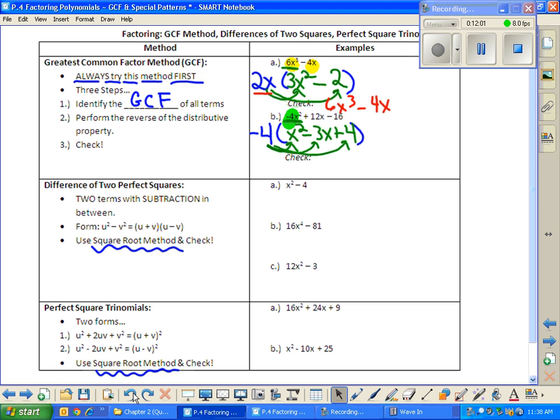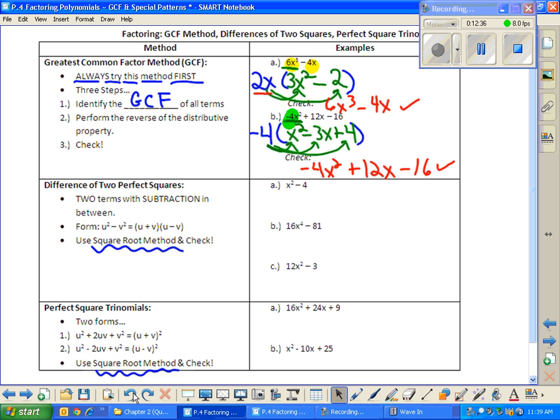If we check with the distributive property, I'm hoping I get my original problem back out. Negative 4 times x squared is negative 4x squared. Negative 4 times negative 3x is indeed positive 12x. And negative 4 times positive 4 is negative 16. So that totally checked out. Both of those answers in red matched my original problem, so I know I did the GCF method correctly. Okay, are there questions about that method? Because I have one method left, and then you get to practice.